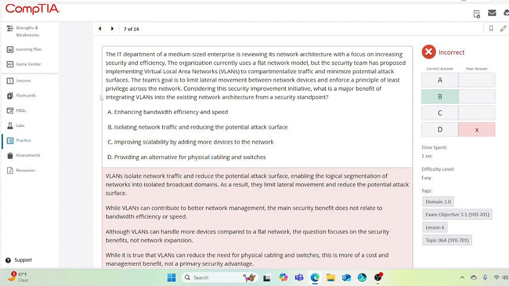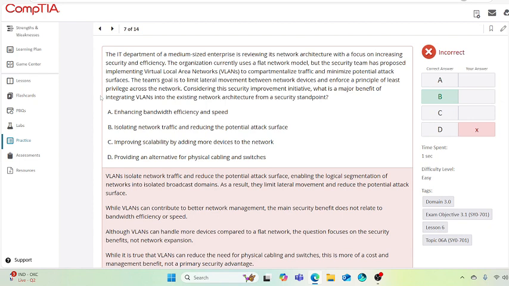The IT department of a medium-sized enterprise is reviewing its network architecture with a focus on increasing security and efficiency. The organization currently uses a flat network model, but the security team has proposed implementing virtual local area networks, VLANs, to compartmentalize traffic and minimize potential attack surfaces. The team's goal is to limit lateral movement between network devices and enforce a principle of least privilege across the network. Considering this security improvement initiative, what is a major benefit of integrating VLANs into the existing network architecture from a security standpoint?